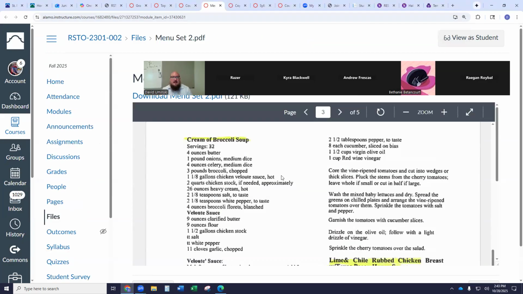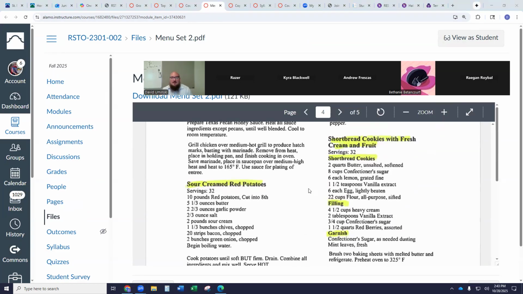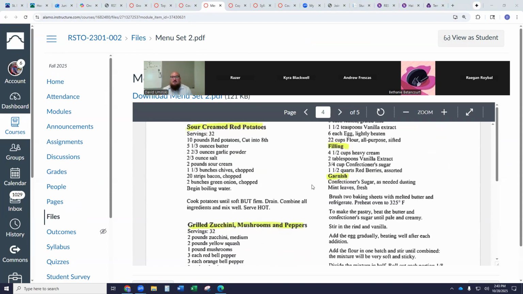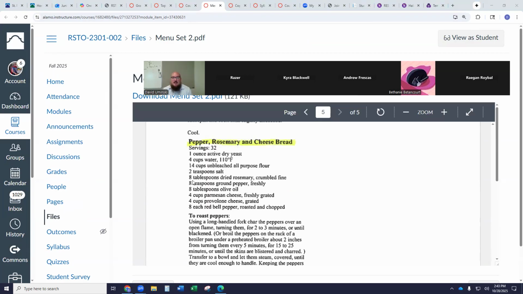Which recipe are we looking at? The pepper, rosemary, and cheese bread. Okay, cool. 8 tablespoons of olive oil. Olive oil is a liquid, correct? Yeah. So if olive oil is a liquid, then 8 tablespoons of oil converts to how many ounces?